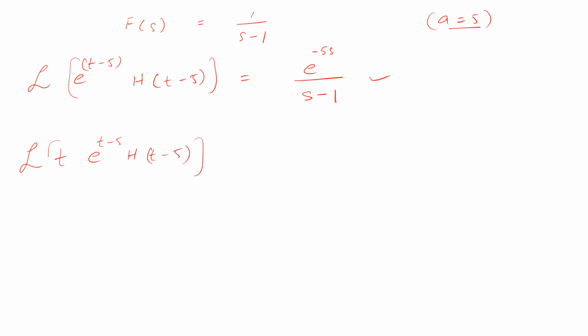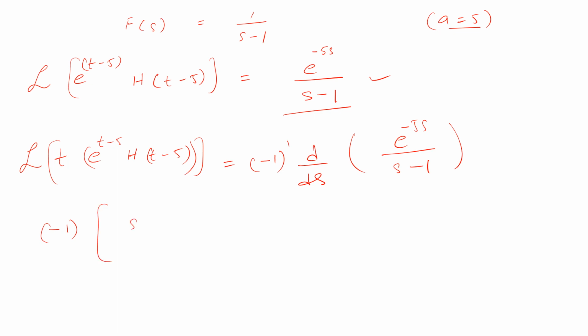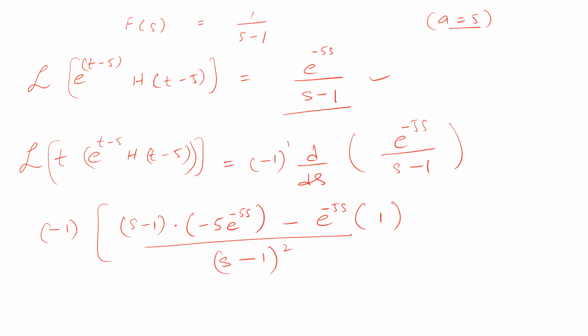Now we can find it just by taking the derivative of this function, because we already talked about that when a function is multiplied by t, the Laplace transform is just the negative derivative of f of s. So now we'll take the derivative, and this negative 1 will be outside: s minus 1 multiplied by the derivative of e raised to the power negative 5s, minus e to the power negative 5s into the derivative of s minus 1, divided by s minus 1 whole squared.